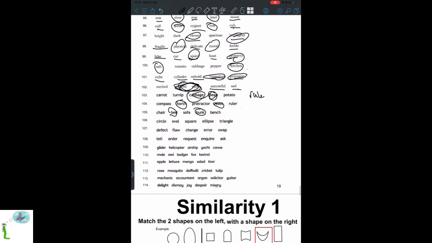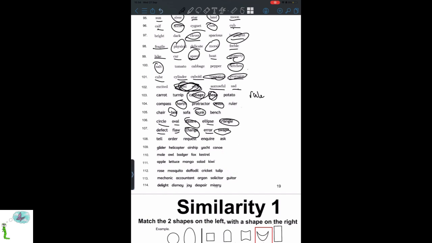Circle, oval, square, ellipse, triangle. Square. So these three are circular, these two are not. Defect, flaw, change, error, swap. These are all kind of the same thing. They're saying something's wrong. Synonyms, right? They all mean the same thing, so it's going to be these two.